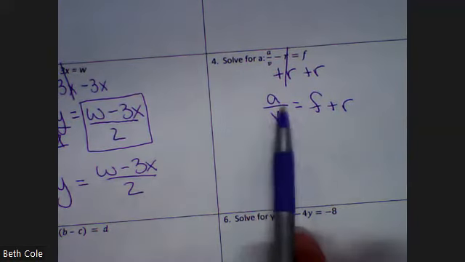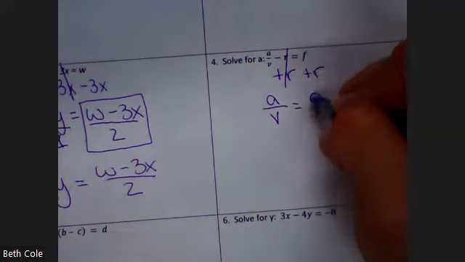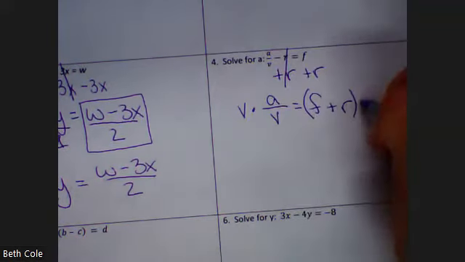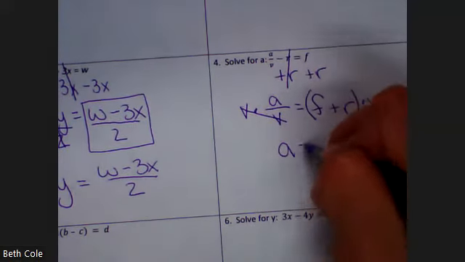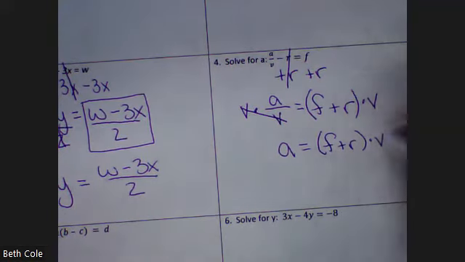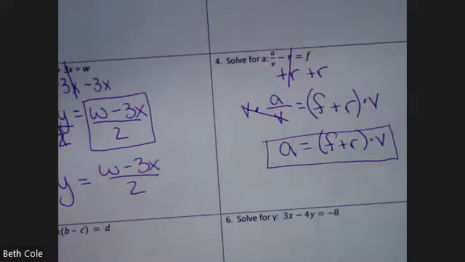This bar means division, so we are going to multiply by V. Now, when you multiply the V to the other side, you must give it a hug because you're multiplying V to the entire thing. So these cancel, you get A equals F plus R in parentheses times V. And the little dot is not necessary. I just put that in there to show multiplication. If you don't want to put the dot, that's totally fine.